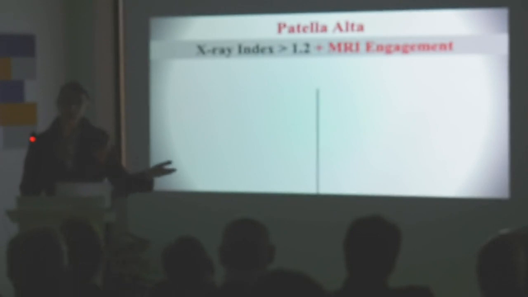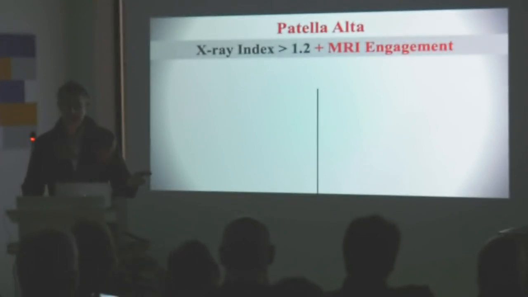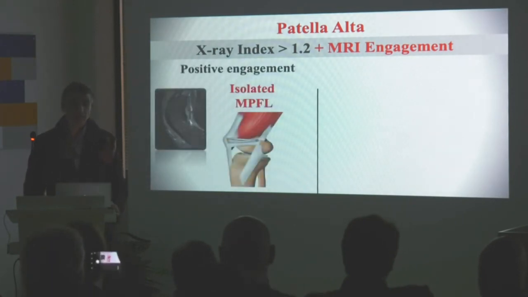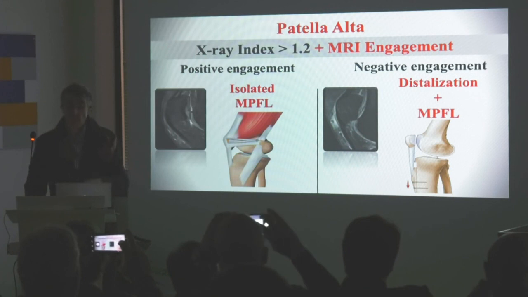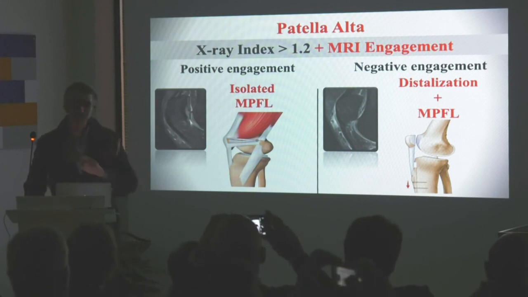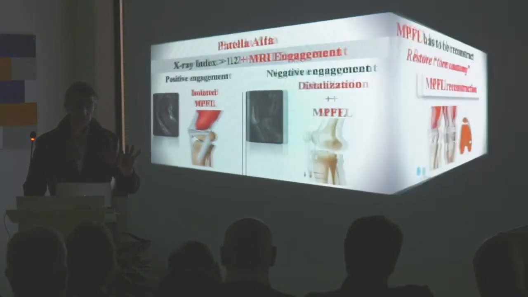For example, you can have a patient who has a patella alta, 1.2. Look at the MRI, and if you look at the MRI, this one has a good sagittal engagement. Okay, the patella is engaged. You don't need to do any distalization because the patella is already in the trochlea. The same patient with this MRI, no sagittal engagement, if you do only an MPFL, your results will not be perfect. And it will still feel unstable. So you need to add a distalization, 5 mm, just to engage the patella in the trochlea.